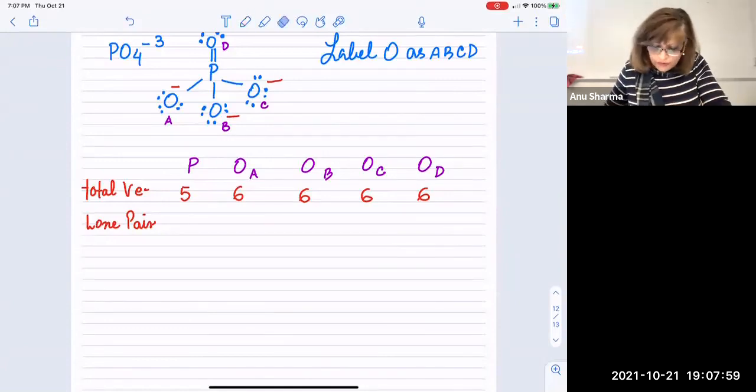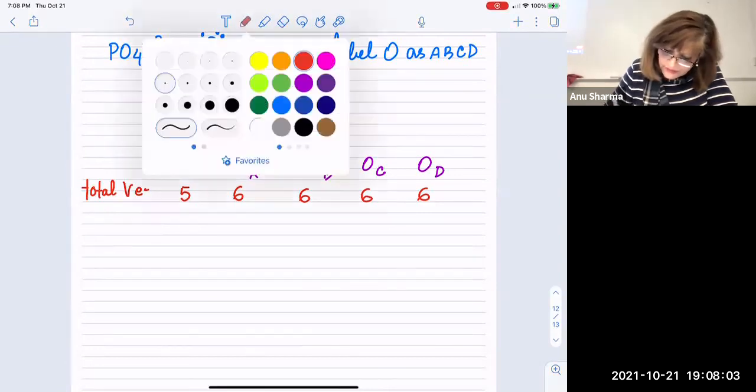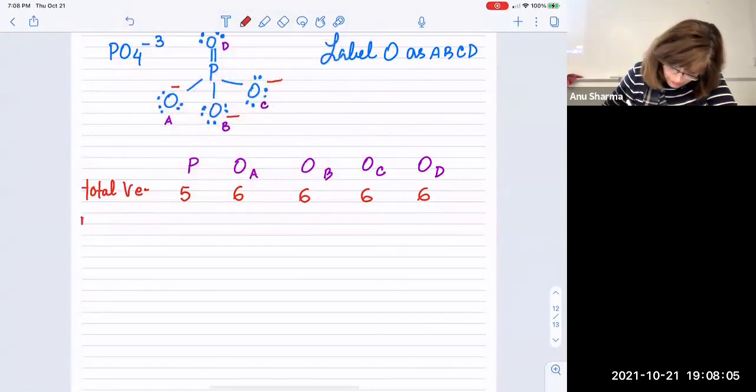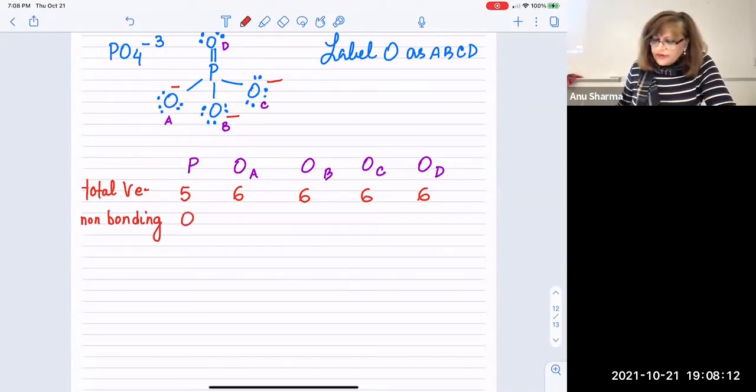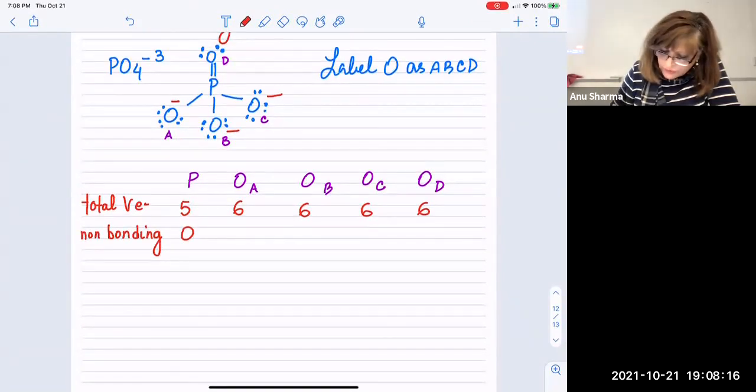Or in the total number, 4 non-bonding electrons. So lone pair means the non-bonding electrons. On phosphorus, 0, right? But on the oxygen A, how many? 1, 2, 3, 4, 5, 6 non-bonding.